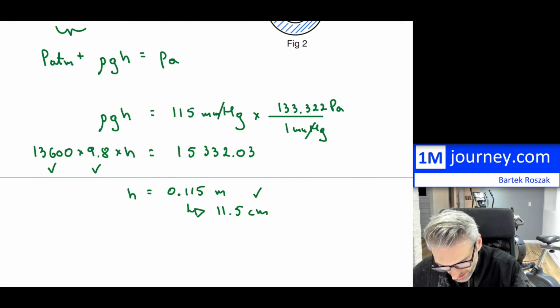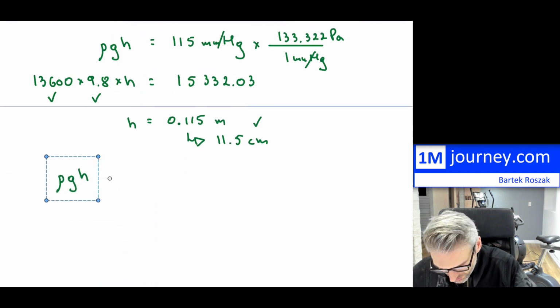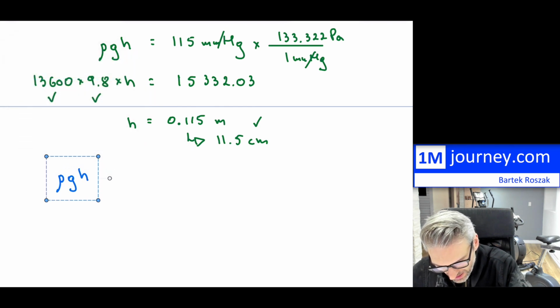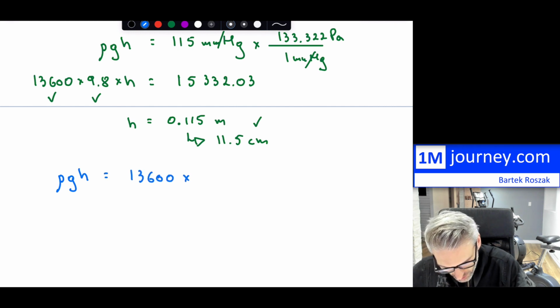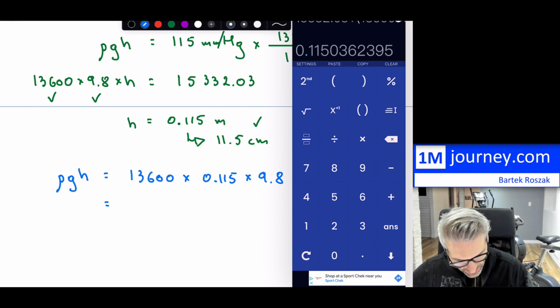So I'm going to duplicate this for part B. Let's duplicate that in, and maybe I'll change the color so that it stands out for us. That would be the gauge pressure that I have. Now, if I take 13600 multiplied by 0.115 multiplied by 9.8, which is the height, I think I still have this on the calculator. So that's my answer in terms of the height.